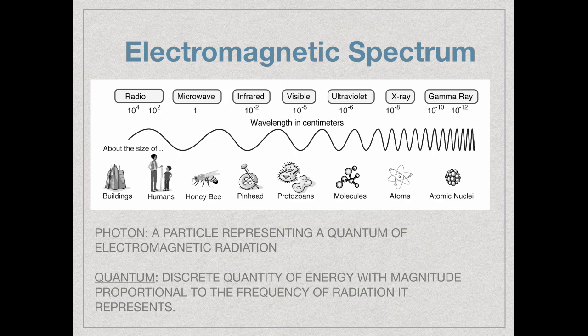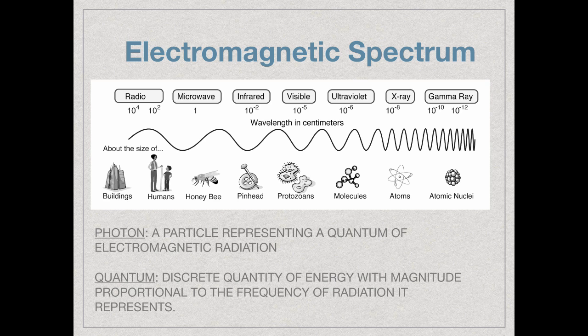So here's our electromagnetic spectrum. Radio waves, 10 to the 4, 10 to the 2. Microwave, infrared, 10 to the minus 2. Visible light is 10 to the minus 5. Ultraviolet, 10 to the minus 6. X-rays are 10 to the minus 8. That is what is used in CT. And then the gamma ray, your wavelength is 10 to the minus 10 to 10 to the minus 12. So that's an atomic nuclei. So this enables the highly sensitive detection of these particles.